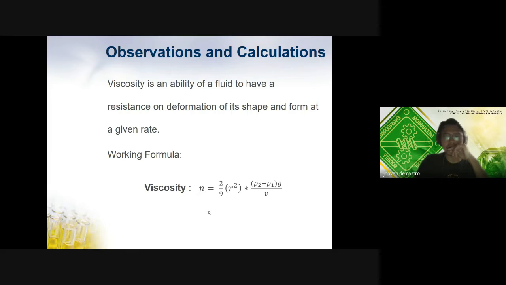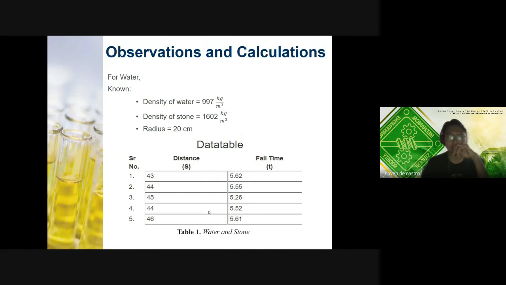Viscosity is the ability of a fluid to resist deformation of its shape and form at a given rate. So the working formula used by our group, from the theory, is viscosity equals 2 over 9 r squared times density 2, or rho 2, minus rho 1 times g, all over v. Our group conducted three experiments in the virtual laboratory.